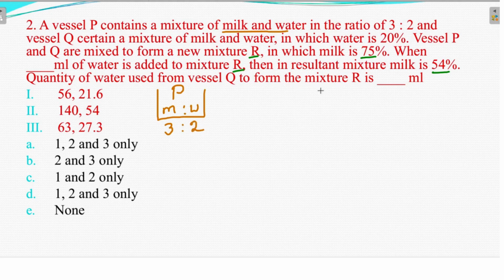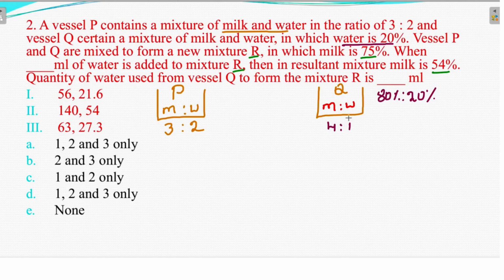And I have one more vessel, that is vessel Q. In that I also have a mixture of milk and water. Here also I have milk and water only, but instead of the ratio they have given that water is 20%. In this vessel if water is 20%, we know milk will be 80%. If I write the ratio, it will be 4:1. That is vessel Q, where we have milk and water in 4:1.